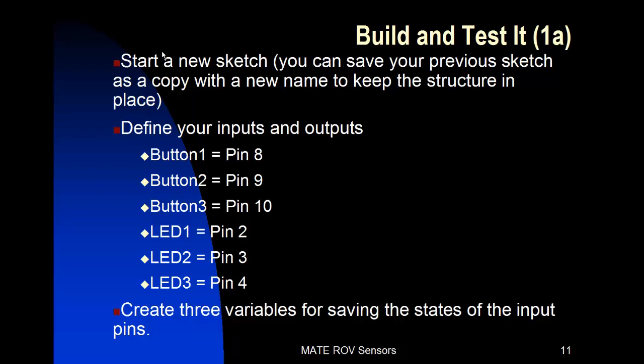So you'll want to use the proper definition structure and define inputs and outputs: your button 1, 2, and 3 at pins 8, 9, and 10 respectively, and your LEDs 1, 2, and 3 at pins 2, 3, and 4 respectively. You will also need to create 3 variables for saving the states of the input pins.